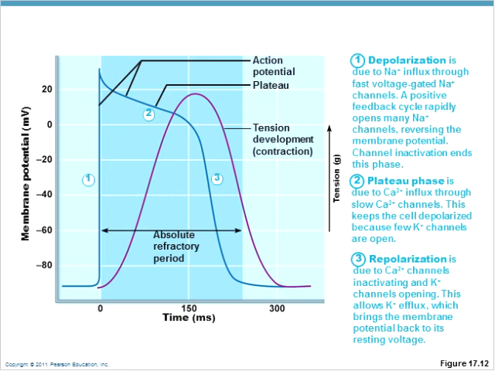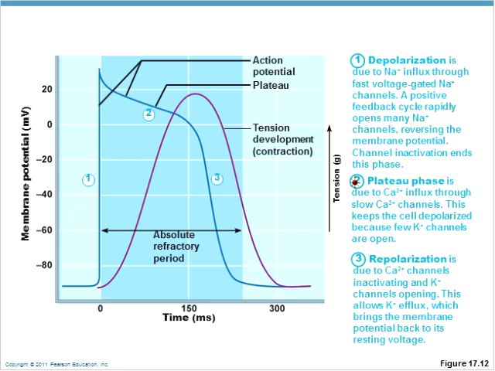We have depolarization, which is really due to the sodium influx through the fast voltage-gated sodium channels. A positive feedback cycle rapidly opens many sodium channels, allowing sodium to come from the extracellular area to the intracellular area, and reversing the membrane potential from -90 to +30. Channel inactivation ends this phase.